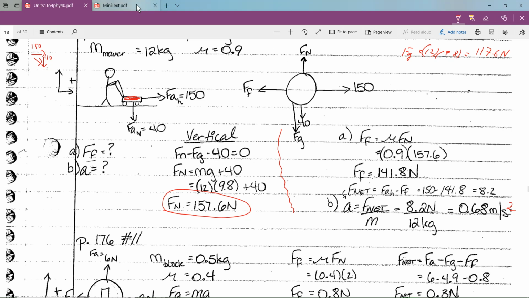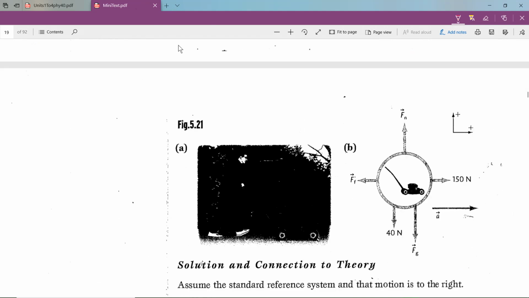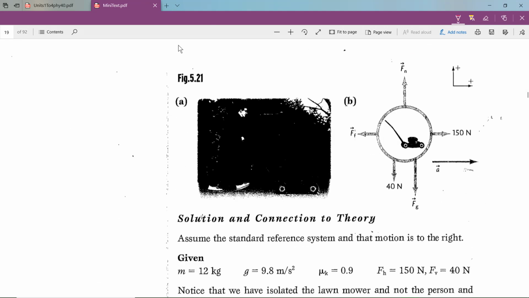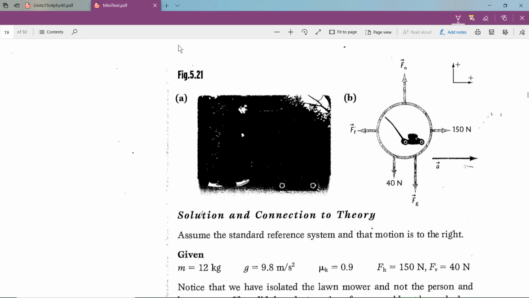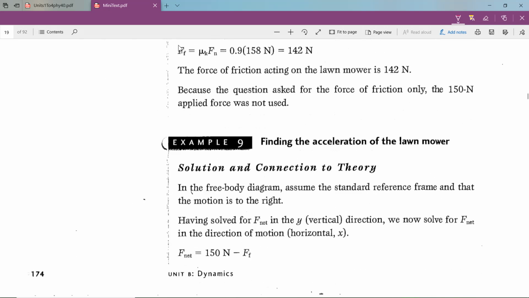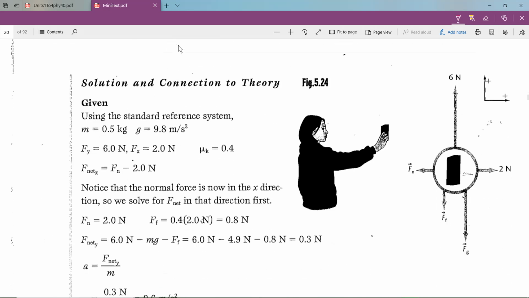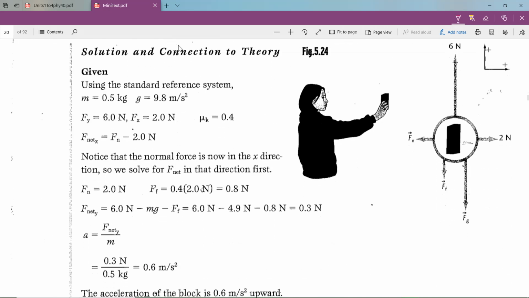Okay, let's go back to the mini text and see if there's anything else that they have to say about that. Oh, they have a nicer picture, don't they? They have an actual picture of a lawnmower in a circle, and they show all the arrows. So you can certainly look at that and go through it in more detail. Example 9 is the actual acceleration. Okay, let's try this next one just using the mini text. It's going to be the same thing, but it's a nicer drawing.